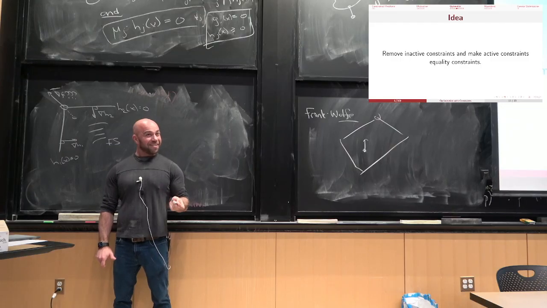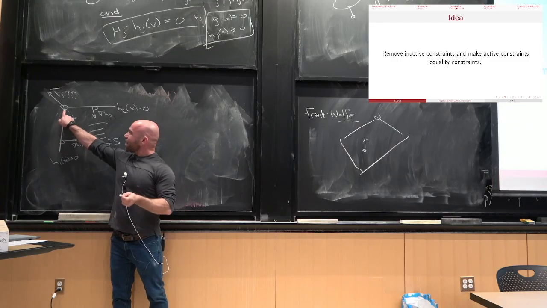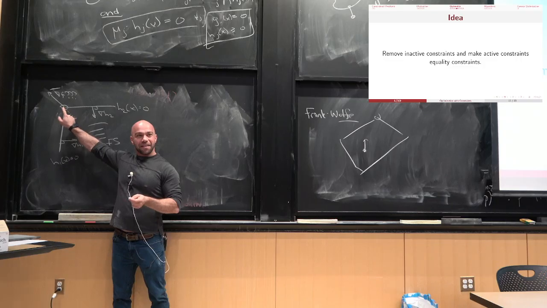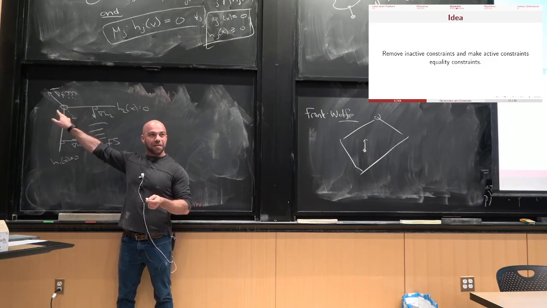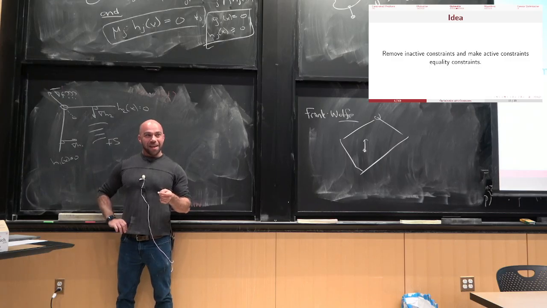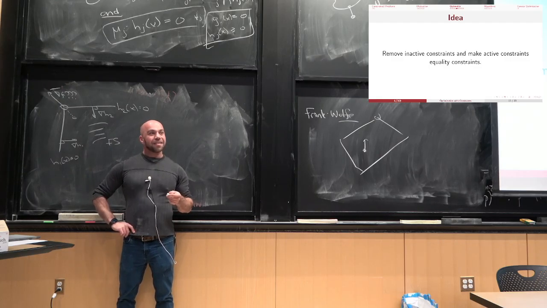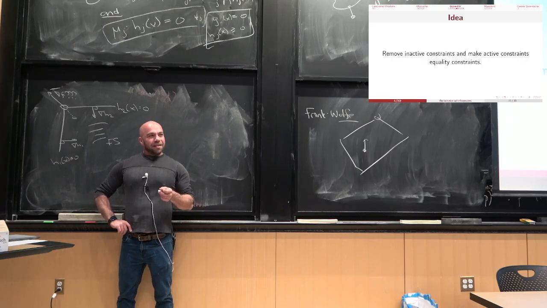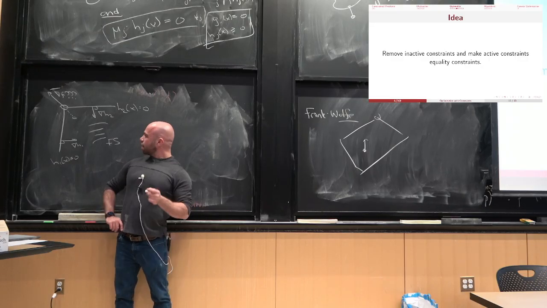So I repeat my question. Is this a local optimum of my problem? No. Somebody help me out. Give me an explanation. Why is this not the local optimum? If we can take a gradient step in the right direction, away from it, and continue to satisfy our constraints, then it's not. Yeah, I'm with you.